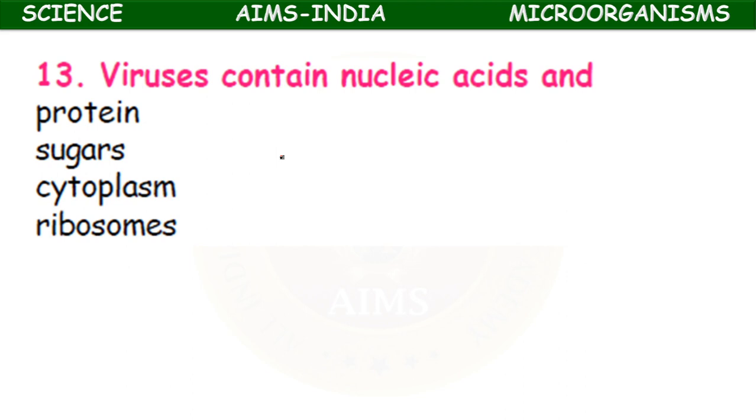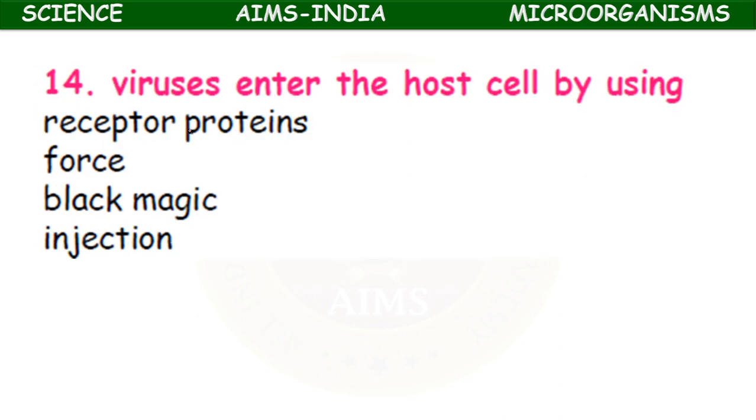Viruses contain nucleic acids, and so the virus has a very simple structure. Here protein, sugar, cytoplasm and ribosomes are given. So virus contains nucleic acid and protein. Okay, next, viruses enter the host cell by using receptor proteins, force, black magic, injection. So receptor proteins are the main structures through which a virus makes its entry into the host.